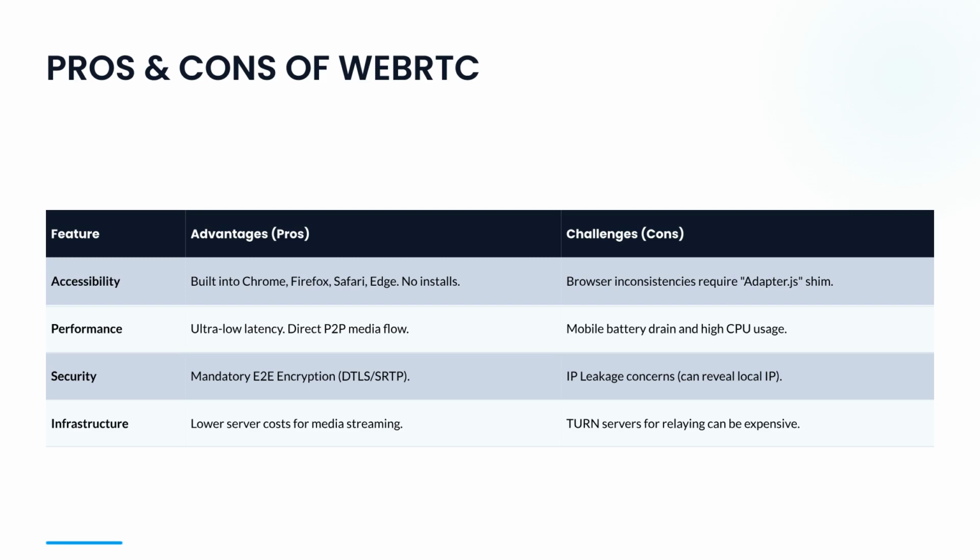Challenges. Browser differences. Although support is widespread, browser inconsistencies still exist. Developers often use Adapter.js to smooth out differences. Battery and CPU usage. Real-time audio and video processing can be demanding, especially on mobile devices. IP exposure. Certain configurations can reveal network information, creating privacy concerns. TURN server costs. When peer-to-peer communication fails, relay servers can become expensive at scale.